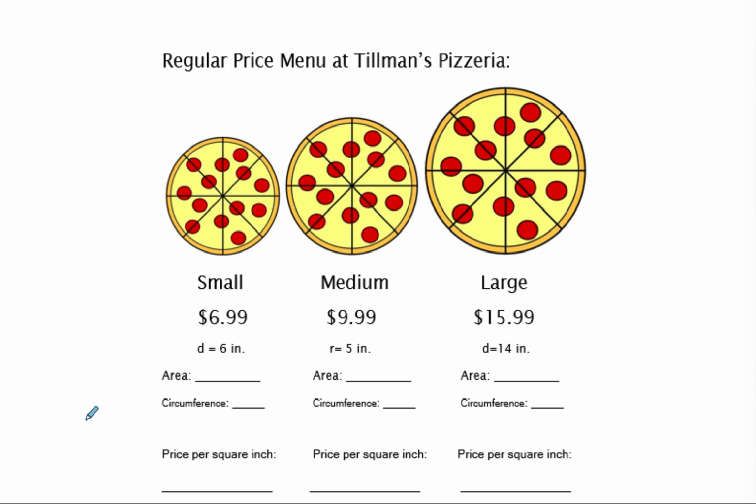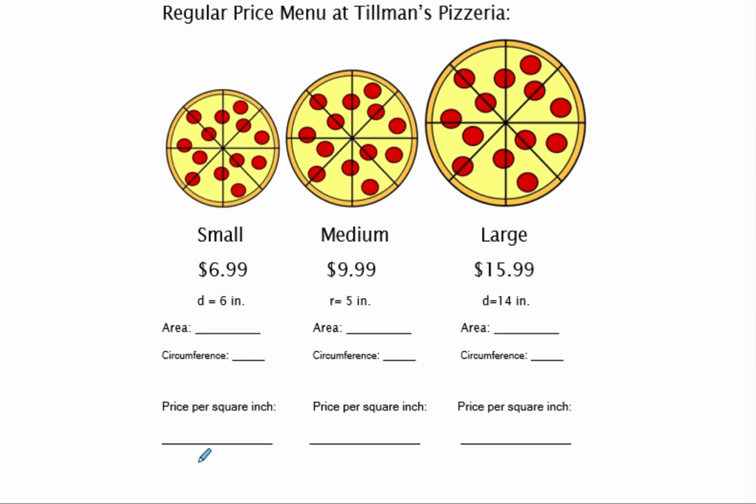All right, so here is a small, a medium, and a large pizza at Tillman's Pizzeria. You are going to figure out the area, circumference, and the price per square inch for each of these sizes. Go ahead and pause the video and try all of these problems. Pay attention that some of them give you information as a diameter and some as a radius. Pause the video and complete the rest of this problem.